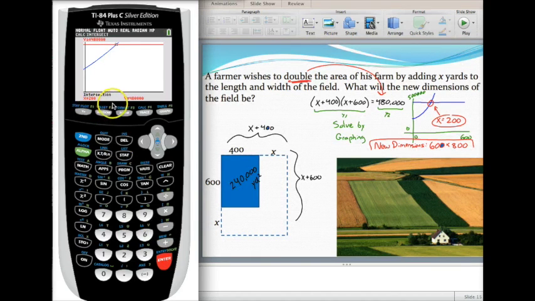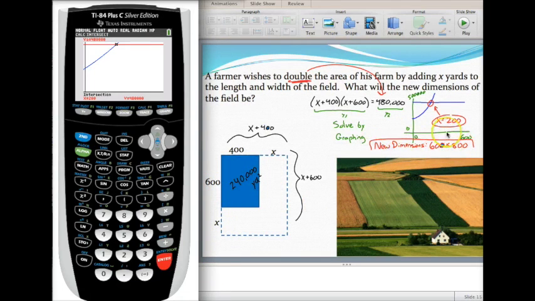So the solution to this is x equals 200. I should be adding 200 yards onto my field. Now, going back to the question though, they do say what are the new dimensions of the field? Well, let's go back and actually answer that question then. If I add 200 yards onto either side of that field, 400 plus 200 gets me 600 yards. And then this dimension, adding 200 more yards, gets me 800.